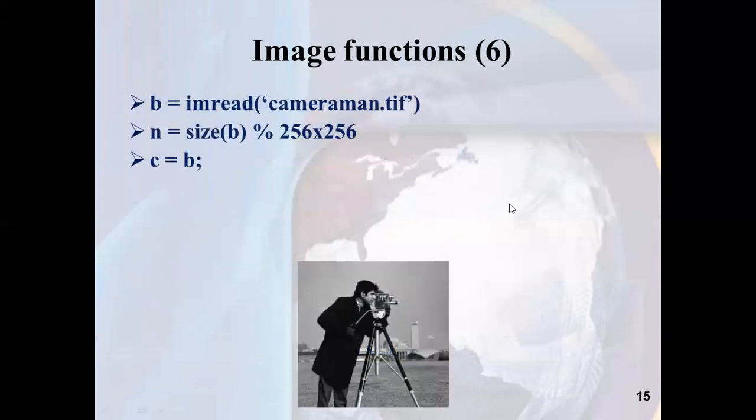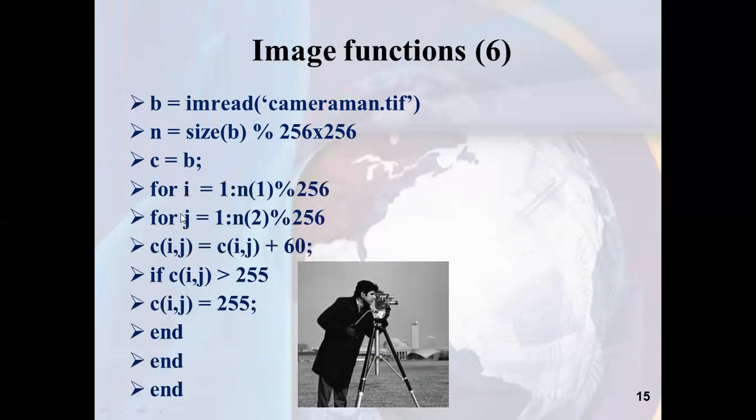Okay, let's take a function, imread cameraman.tif. This is the image cameraman.tif. And size B is 256 and 256. This is the size of this image as number of pixels. Now, for i equal 1 to n, this is the loop for in MATLAB. This is how we write the for loop in MATLAB.